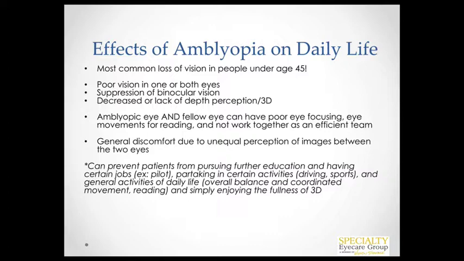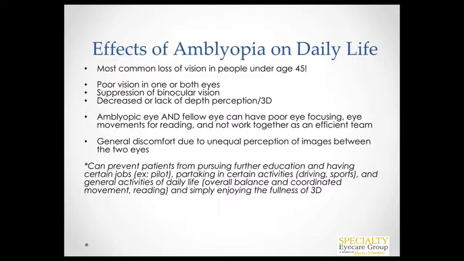Amblyopia is also the most common loss of vision in people under the age of 45. So for young, otherwise healthy people, most common cause of vision loss. The cool thing is there is a lot we can do about it. And one of the things that not everybody knows is the amblyopic eye has problems and has a developmental delay. But because of the amblyopia, the other eye, the fellow eye, can also have poor eye focusing and eye movements for reading, and not work together, of course, as a team.